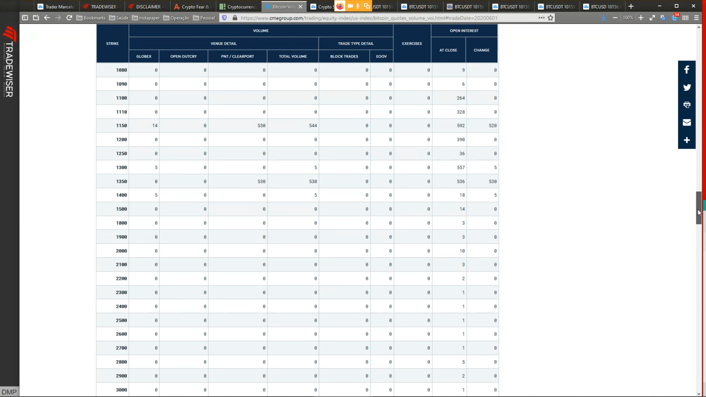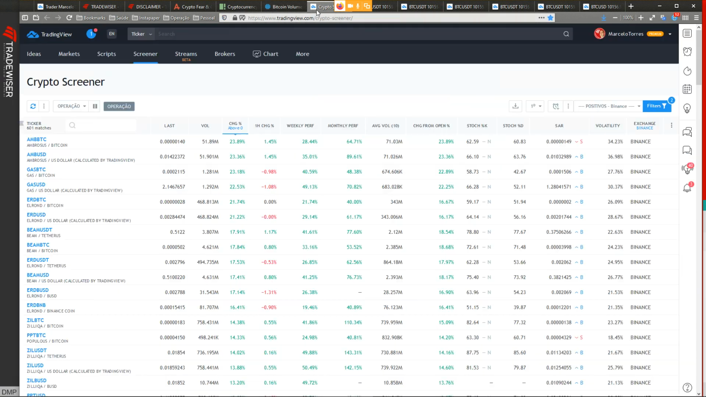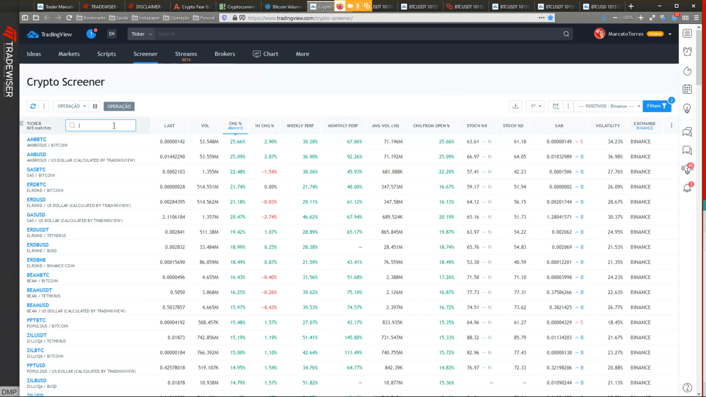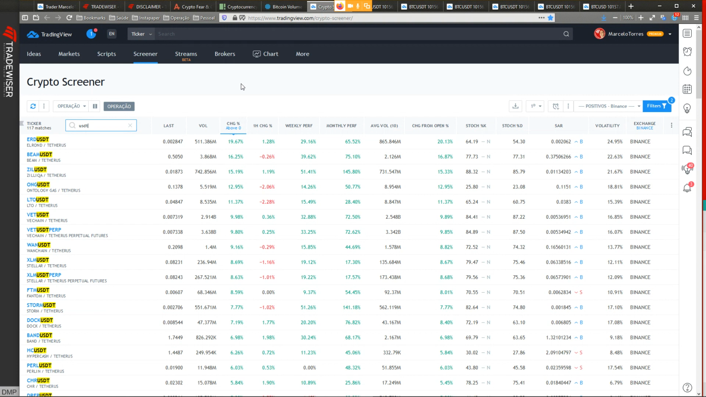Moving ahead, we can see right now that in the Bitcoin exchange we have a lot of positive moves. I like to use the USDT because I think it's a more stable operation, but we still have a lot of altcoins moving very high.